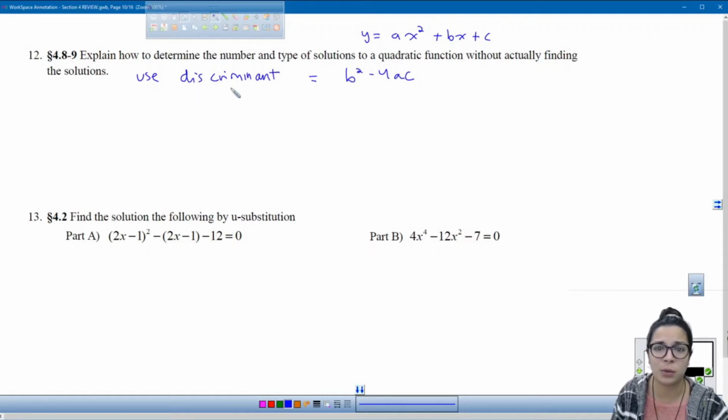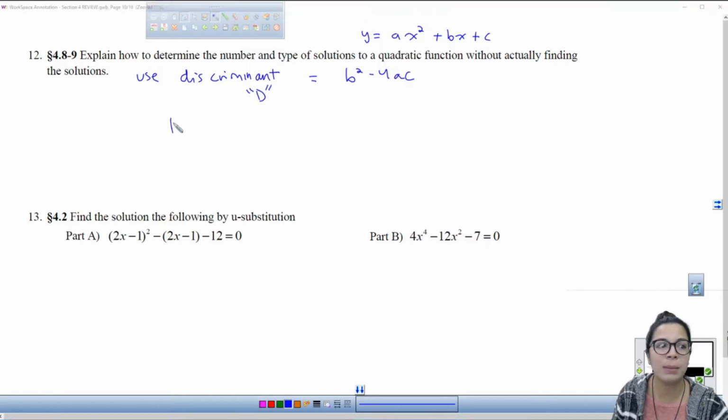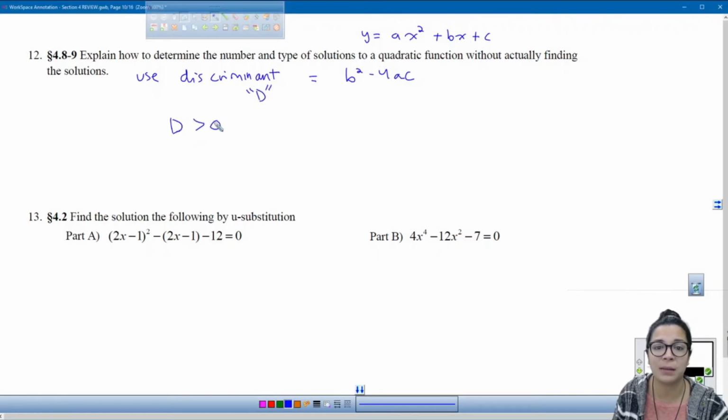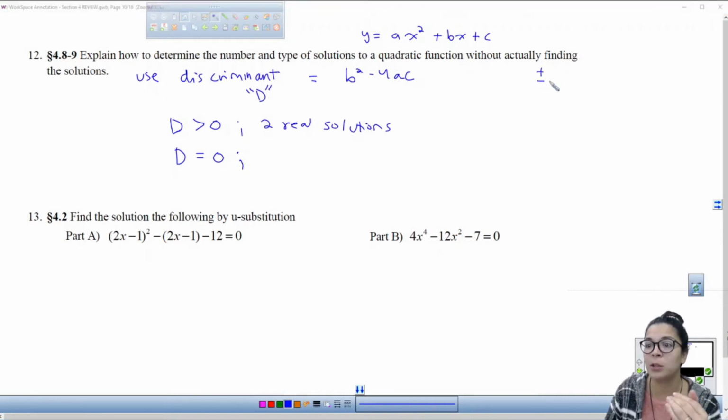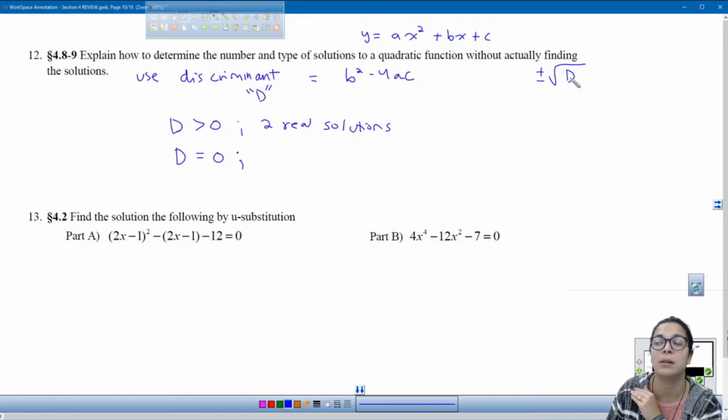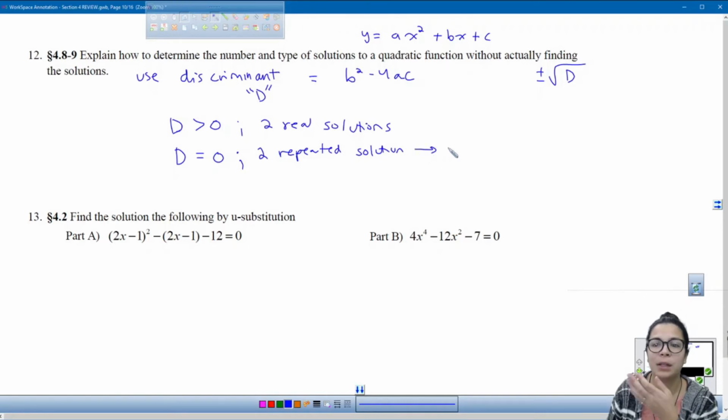If that discriminant, let's call it d, is a number that is positive, right, then you're taking the square root of a positive, which would be 2 real solutions. If the discriminant is exactly 0, then you end up adding and subtracting 0, because remember, in the quadratic formula, you do plus minus the square root of the discriminant, b squared minus 4ac. So you'll be adding and subtracting 0, which would give you 2 repeated solutions, which would end up really looking as only 1 real solution because the solution is repeated.